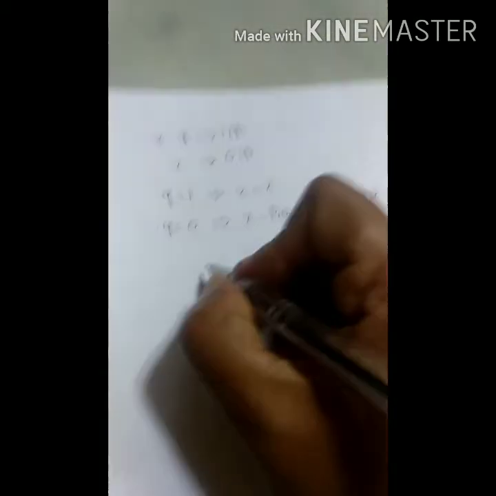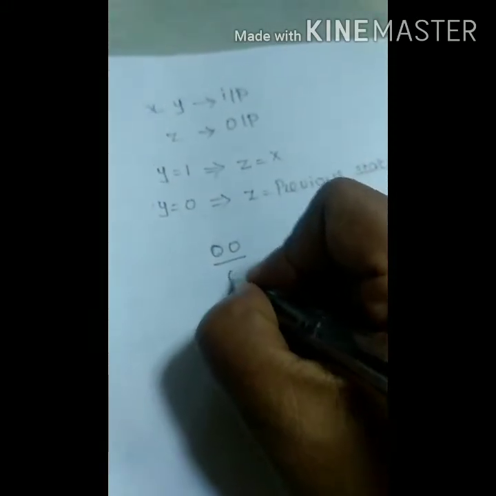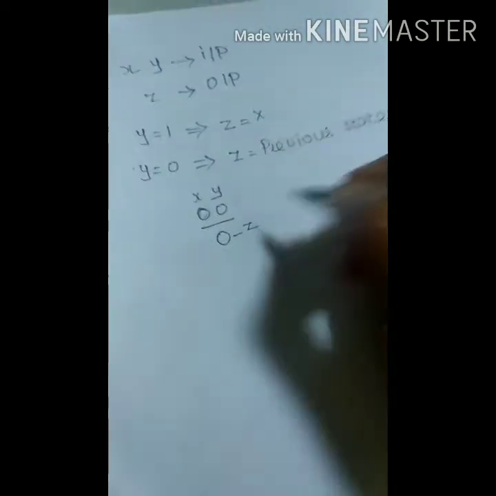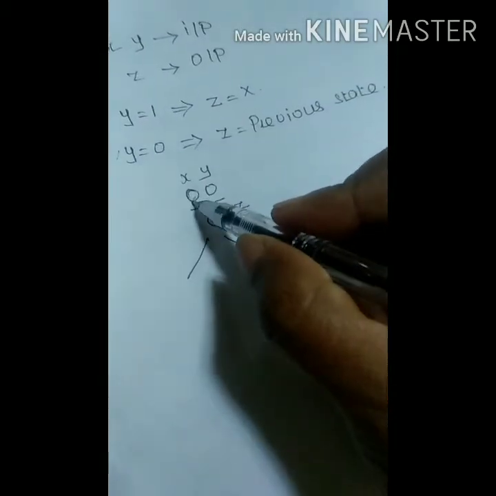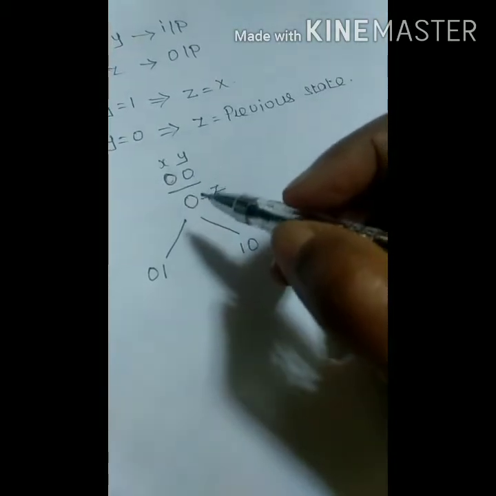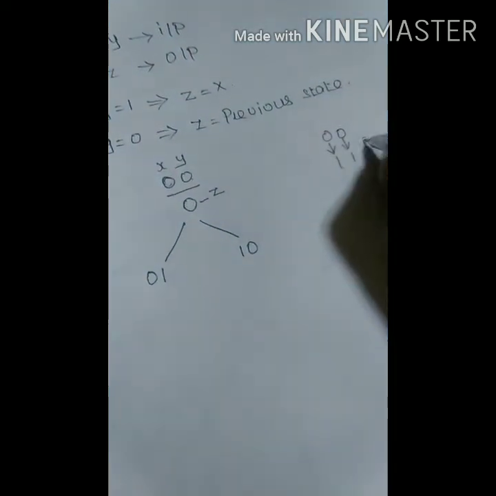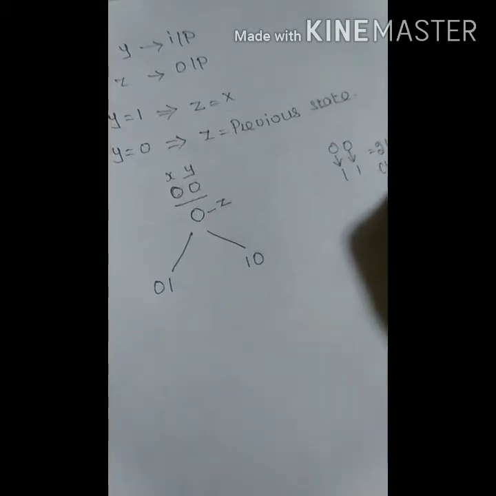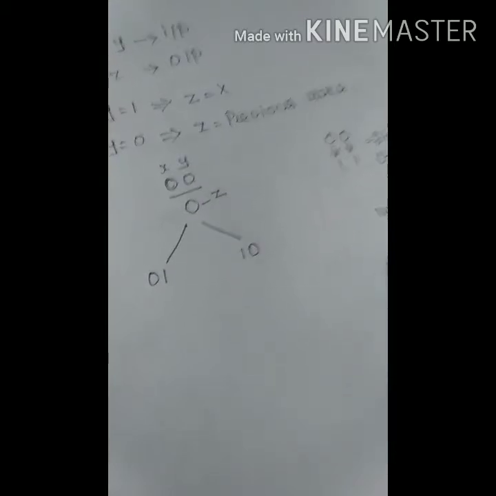Let us assume 00 is the initial state. The output of the initial state is always 0. This is x and y, and here this is the output. For this state we have two possibilities. Why two? 00 can change to 01 or 10. Why not 11? Because 00 changing to 11 is a 2-bit change, which is not allowed in an asynchronous sequential circuit.